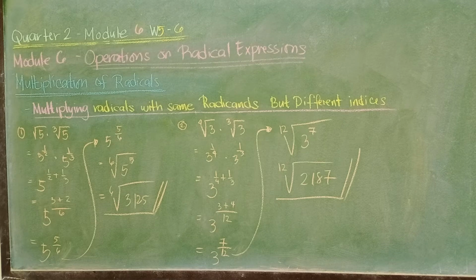So, ganyan yung solution kapag meron kang minumultiply na radical expression na parehas yung radical pero magkaiba yung index. I-convert mo muna sila into rational exponents, tapos i-add mo yung exponent, and then i-convert mo ulit into a radical expression. So, this is for multiplying radicals with same radicals but different indices.